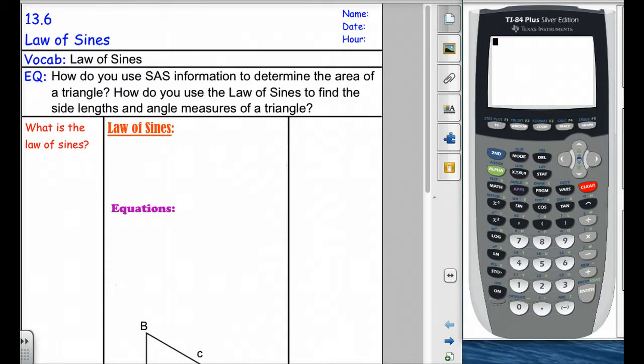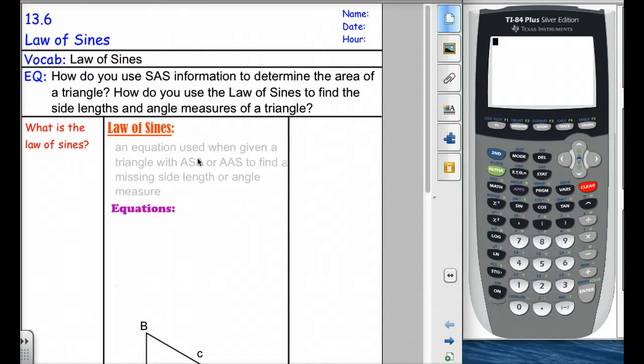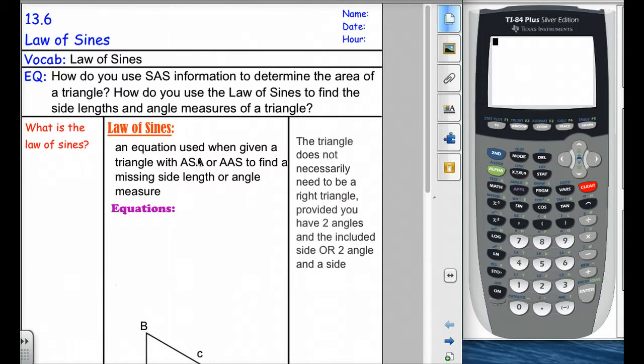Today we're moving on to 13.6, which is the law of sines. The law of sines is simply an equation that we use when we're given a triangle that has angle-side-angle or angle-angle-side information to find a missing side length or an angle measure. One thing we need to be aware of is that the triangle does not necessarily need to be a right triangle, provided you have two angles and the included side, or the side in between, or two angles and a side in general in the triangle.